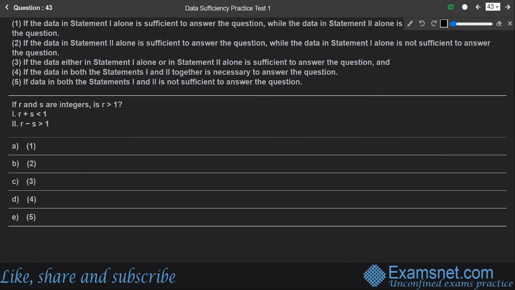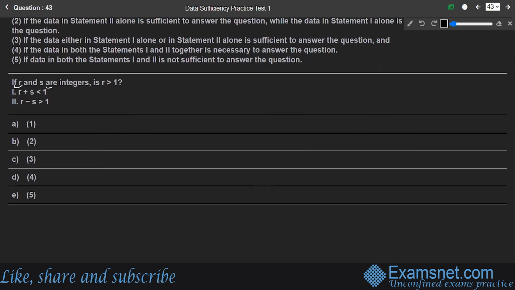Now question number 43 says, if R and S are integers, R is greater than 1. They say R is greater than 1 and R and S are both.